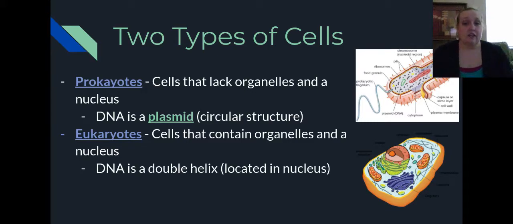DNA inside of eukaryotes is a double helix, which is located in the nucleus, and the nucleus is usually found in the center of the cell.